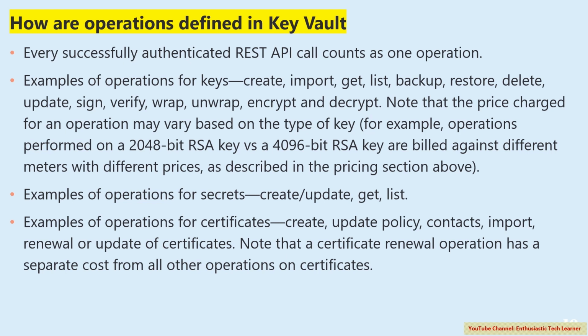Operations defined in Key Vault. Every successfully authenticated REST API call counts as one operation. Examples of operations for keys: create, import, get, list, backup, restore, delete, update, sign, verify, wrap, unwrap, encrypt, and decrypt. Note that the price charged for an operation may vary based on the type of key. For example, operations performed on a 2048-bit RSA key versus a 4096-bit RSA key are billed against different meters with different prices as described in the pricing section above.